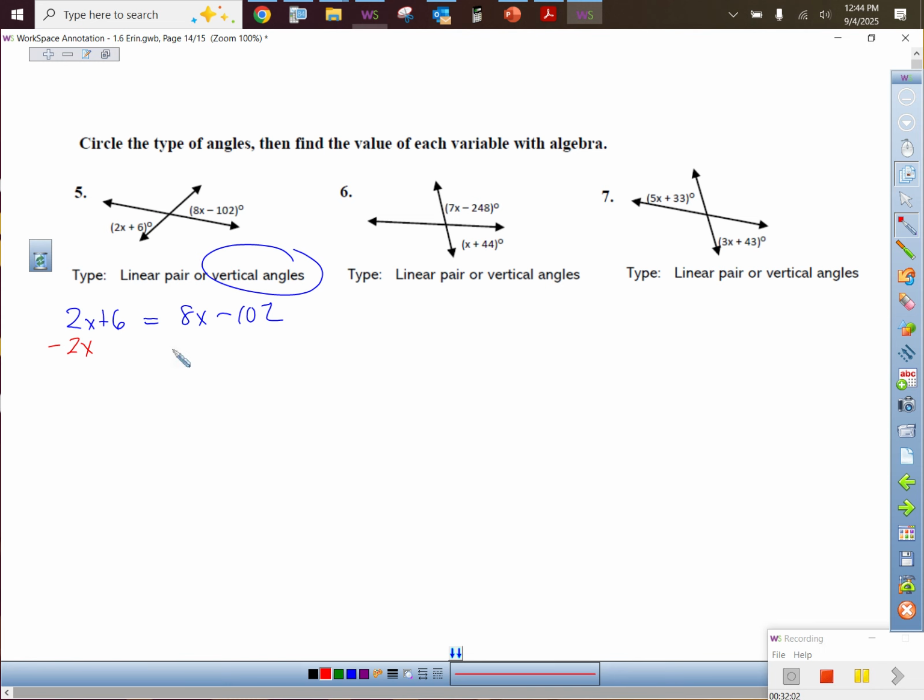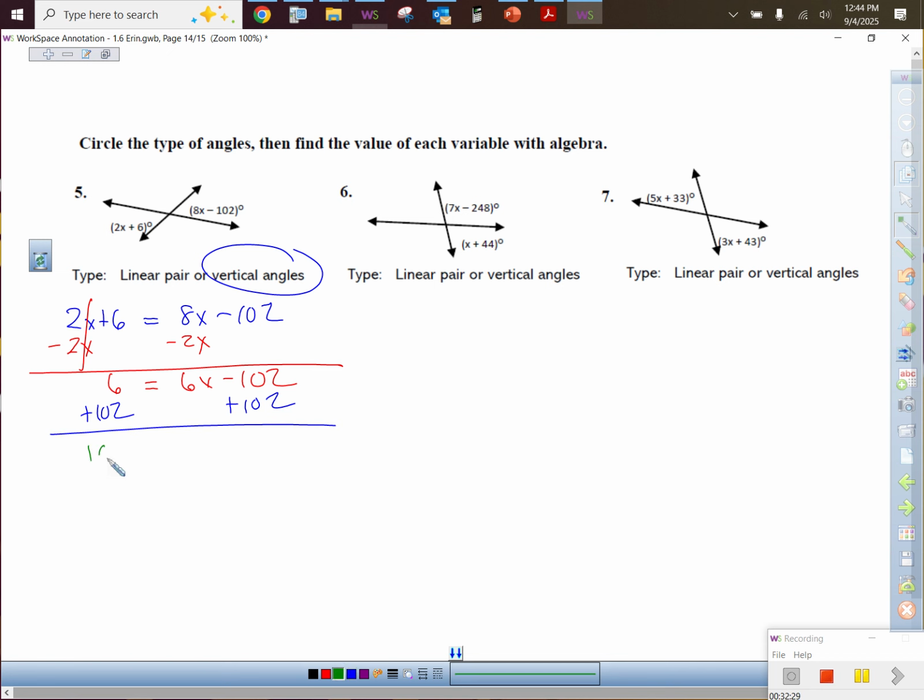My option for the first move is to subtract 2x from both sides. You didn't have to do that first. I think that's a good idea. Then I don't get an option anymore. I got to add the 102 to both sides. Like I want the x's on one side and the numbers on the other. So I'm going to add 102 to both sides. Isn't that 108? And then you should divide by 6.